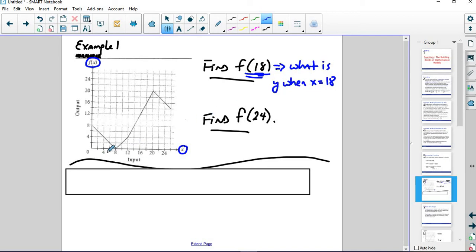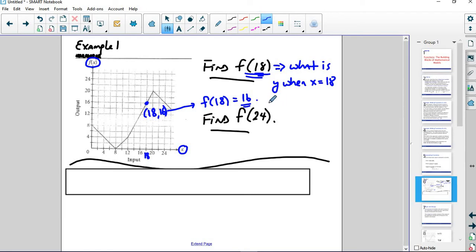Well, if we look down here, this is counting by 4: 8, 12, 16, 20, so 18 has to be right in the middle. Then if we go all the way up until we hit the curve, we're at this point right there, and that point has 18 as my x value. What's the y value? The y value is 16. Because of that, f of 18 is equal to 16. That's the way that works. F of 18 is 16.